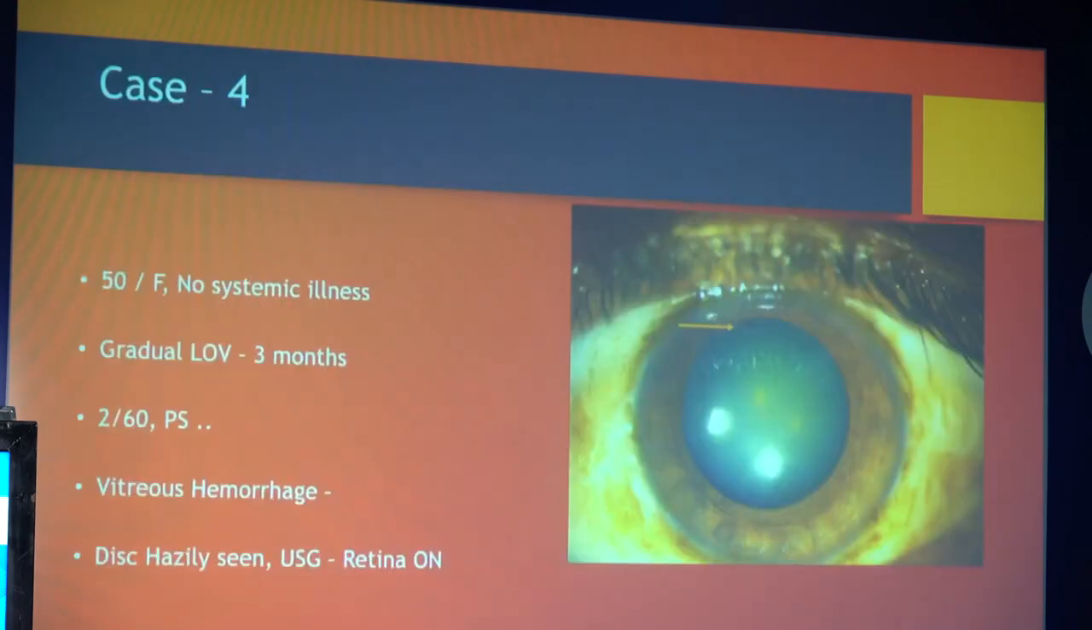Case 4 is of a 50-year-old female with no systemic illness, gradual loss of vision since 3 months, vision reduced due to vitreous hemorrhage, and posterior synechiae was present. You can see the posterior synechiae in this eye. There was vitreous hemorrhage, and the disc was hazily seen. Ultrasound showed no retinal detachment.